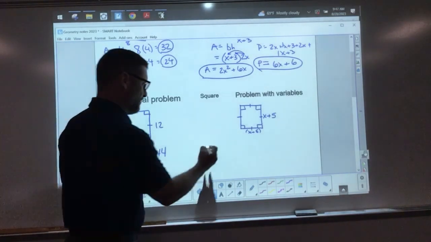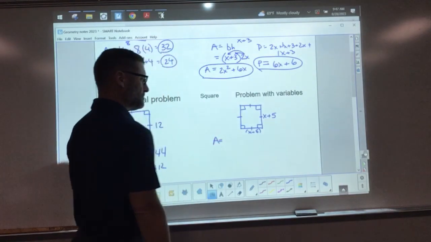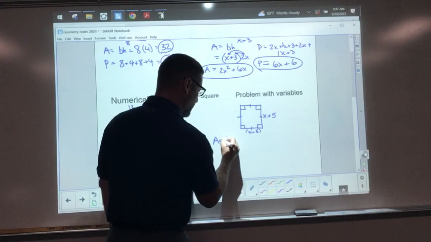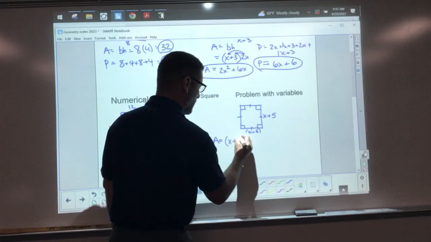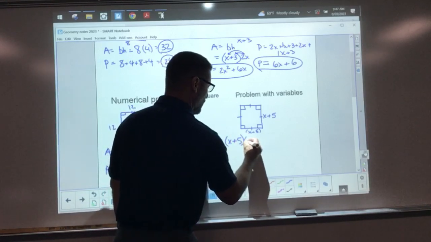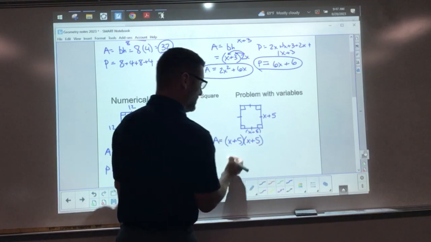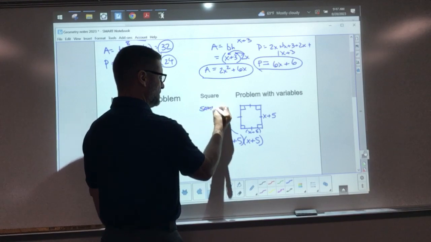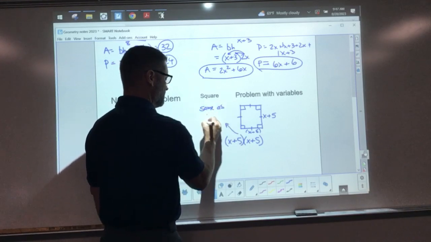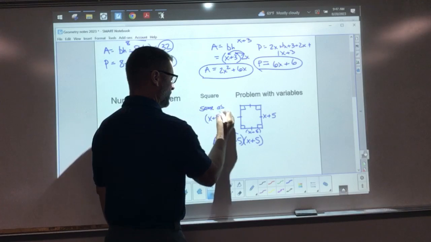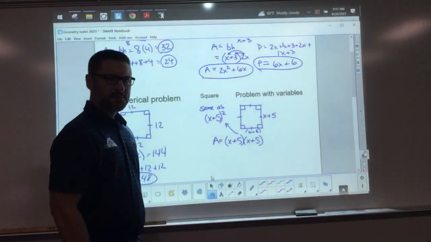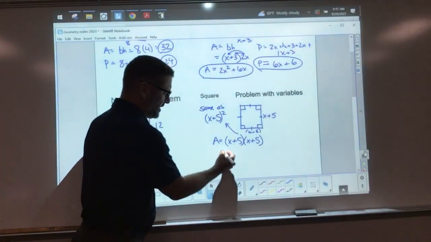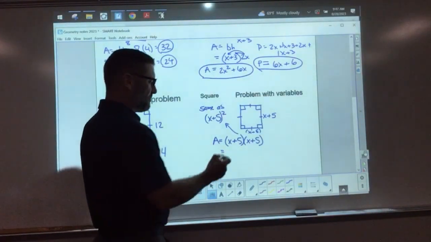The harder one, area. Okay, problem with variables. The sides are x plus 5, so I take the length times the width, or the base times the height, or this is actually the same as x plus 5 squared, or side squared. So all of these things are really kind of similar. And then what I'm going to do here is distribute and simplify and combine like terms.